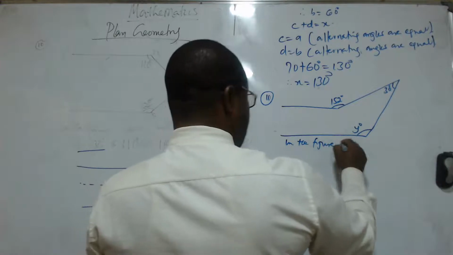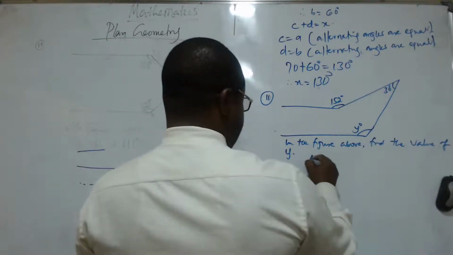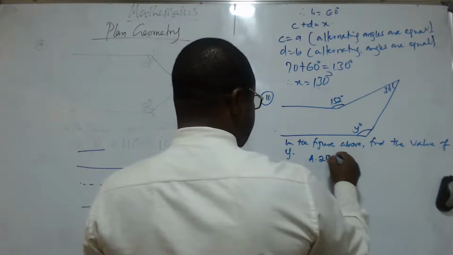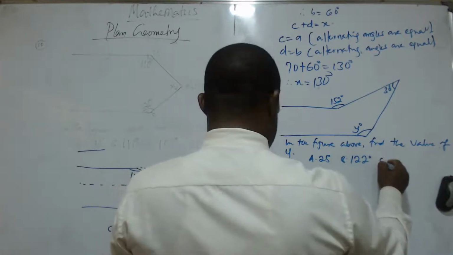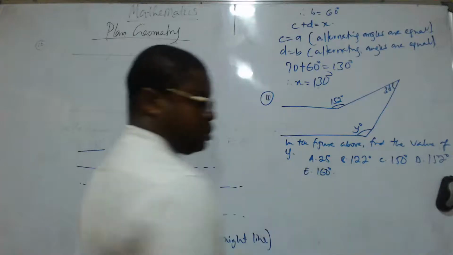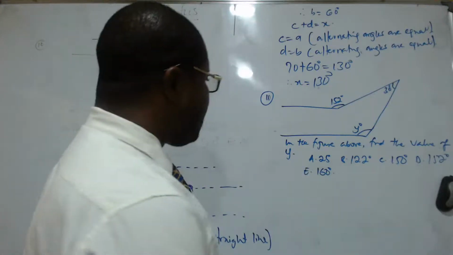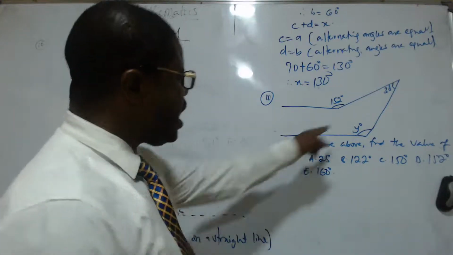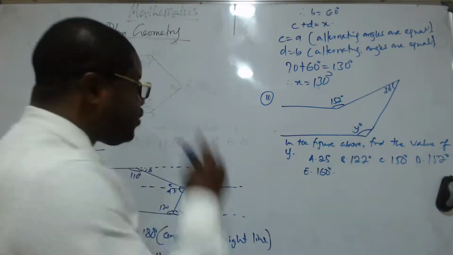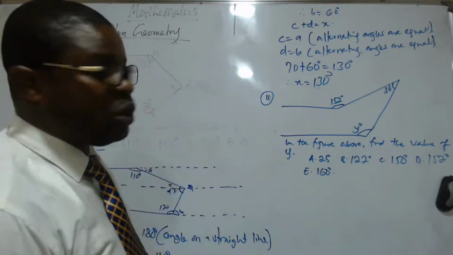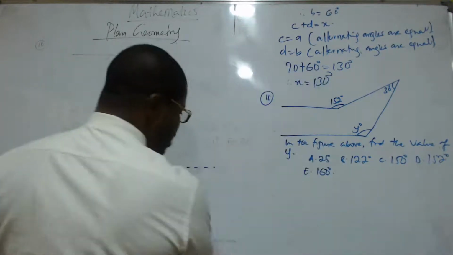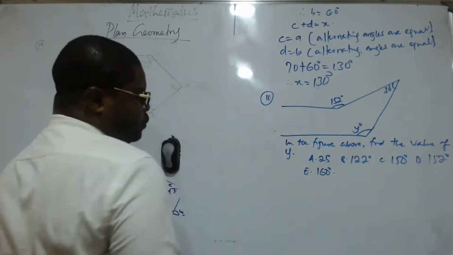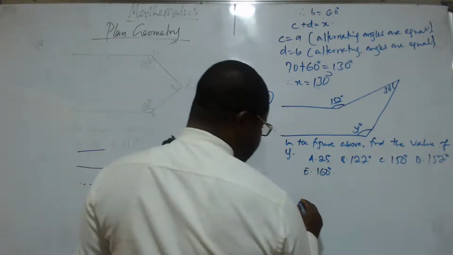In the figure of Y, A, we have 25 degrees. B, we have 122 degrees. C, we have something degrees. Now, how do we calculate or find the value of Y in this question? First of all, we need to extend the angles given to us. Like this.